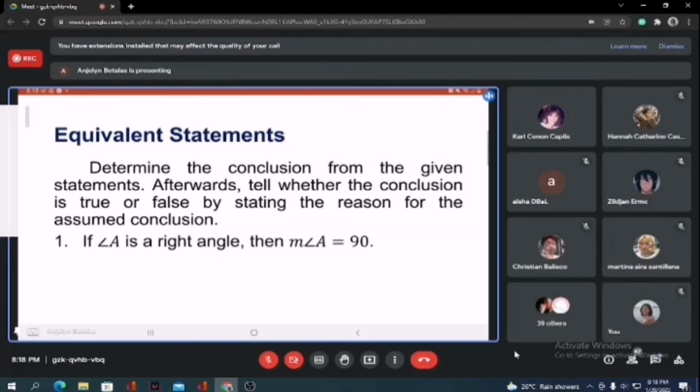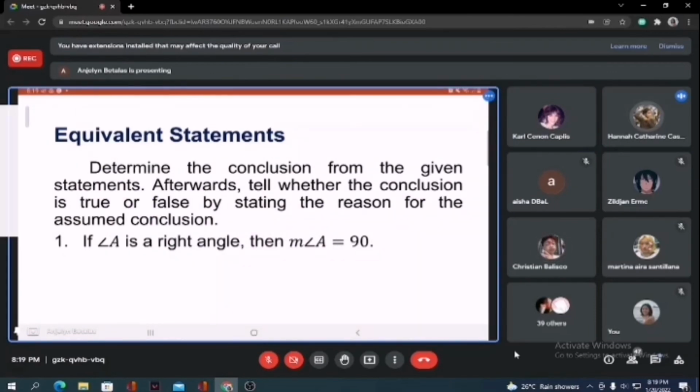If the measure of angle A is 90 degrees, then angle A is a right angle. Tama? Yes, ma'am. Muna ang converse. Is that true? If the measure of angle A is 90 degrees, then angle A is a right angle. Yes. True, ma'am. How about the inverse?